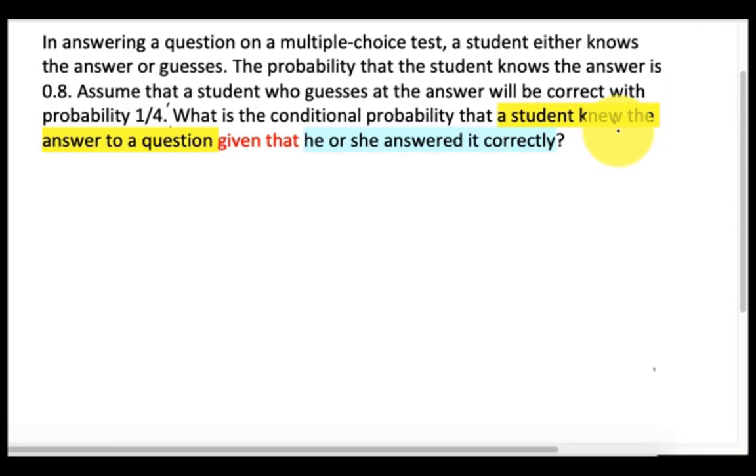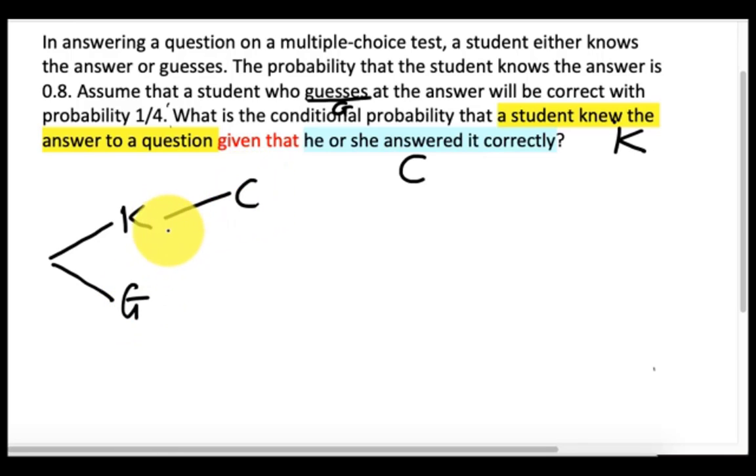Okay, I will denote by K the event that the student knew the answer to the question, and C is the event that the student answered the question correctly. And I will denote by G the event that the student does not know the answer. So we have two cases. He may know the answer or not, and he can answer the question correctly or incorrectly.